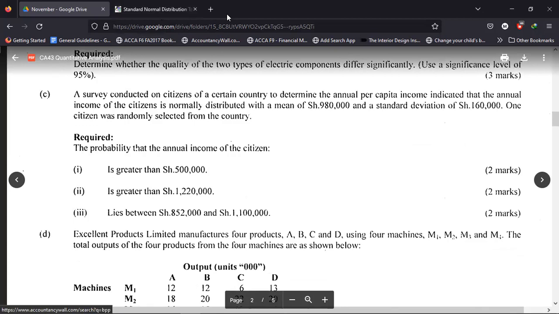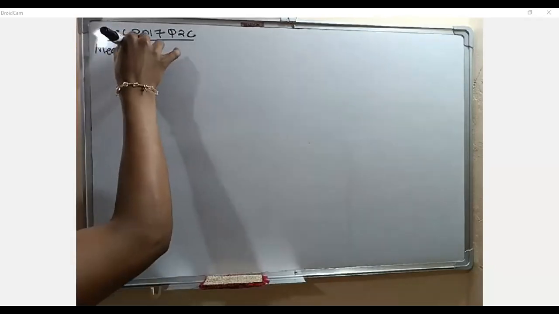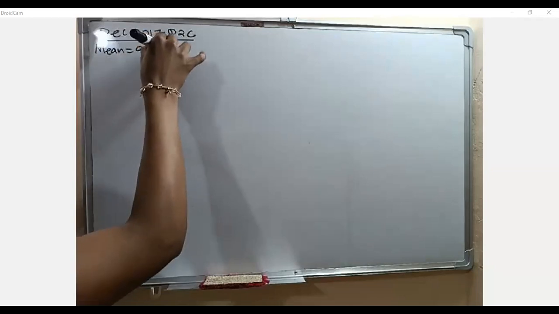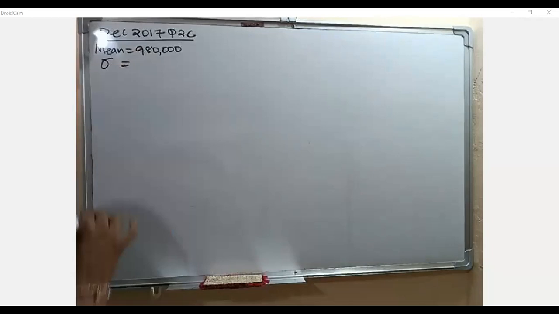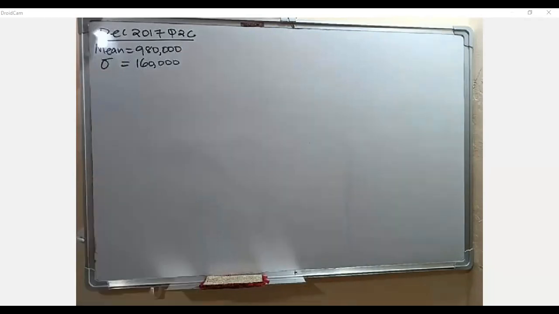It is December, yes. So I just come here. Go back to my board. The question is December 2017, question number 2C. The examiner is telling us to use our knowledge of the normal distribution to sort out this problem. He has given you the mean of 980,000 and our standard deviation, which is equivalent to 160,000.